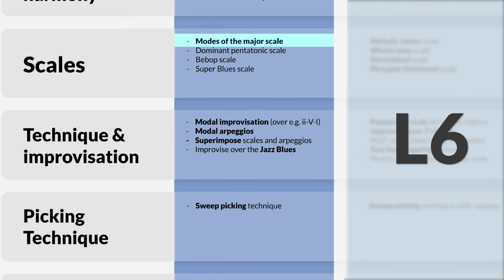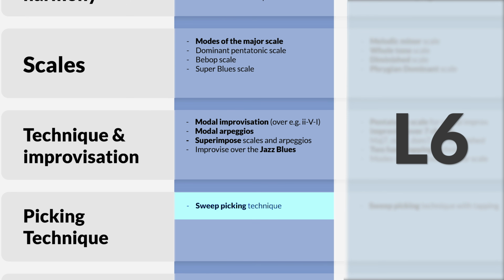Very important to learn are the modes of the major scale. And also the dominant pentatonic scale and the bebop scale and the related super blues scale is what you learn in this level. To improvise better, you learn to improvise with modes of the major scale and superimpose pentatonic scales as well as superimpose arpeggios. Now you'll learn how to use the modes over the 2-5-1 progression and over the jazz blues progression.